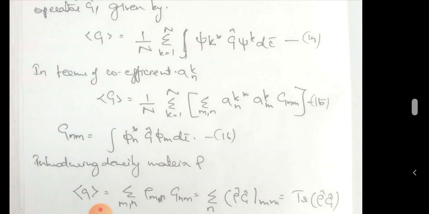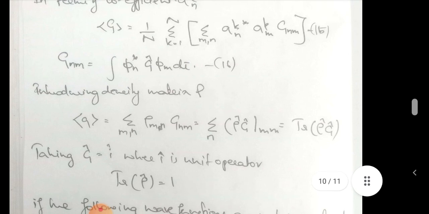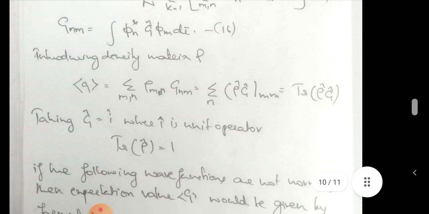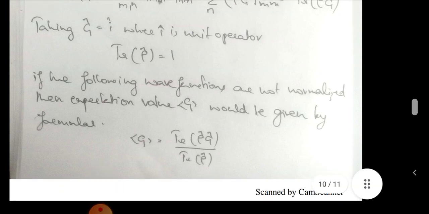Now introducing the density matrix ρ into this equation, we write the expectation value of G to be Σ_{m,n} ρ_mn G_nm, which is actually equal to Σ over n, Σ over m, ⟨m|ρ̂ Ĝ|m⟩, which is the trace of ρ̂Ĝ, that is the diagonal elements. Now taking operator Ĝ to be Î, the unit operator, the trace of ρ̂ is equal to 1. But it should be noted that if the wave functions are not normalized, then the expectation value of G would be given by the formula G equal to trace of ρ̂Ĝ divided by trace of ρ̂.